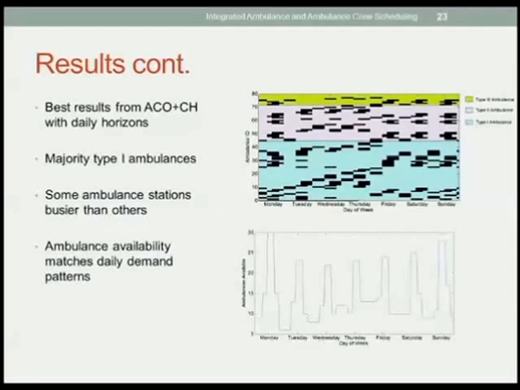I also found that some of my ambulance stations had more ambulances allocated at them than others. In particular, I think Chermside was one of them. And we see this in real data, that some stations are busier than others. And the fact that this was reflected in my results as well is also verification that our model is doing something right.